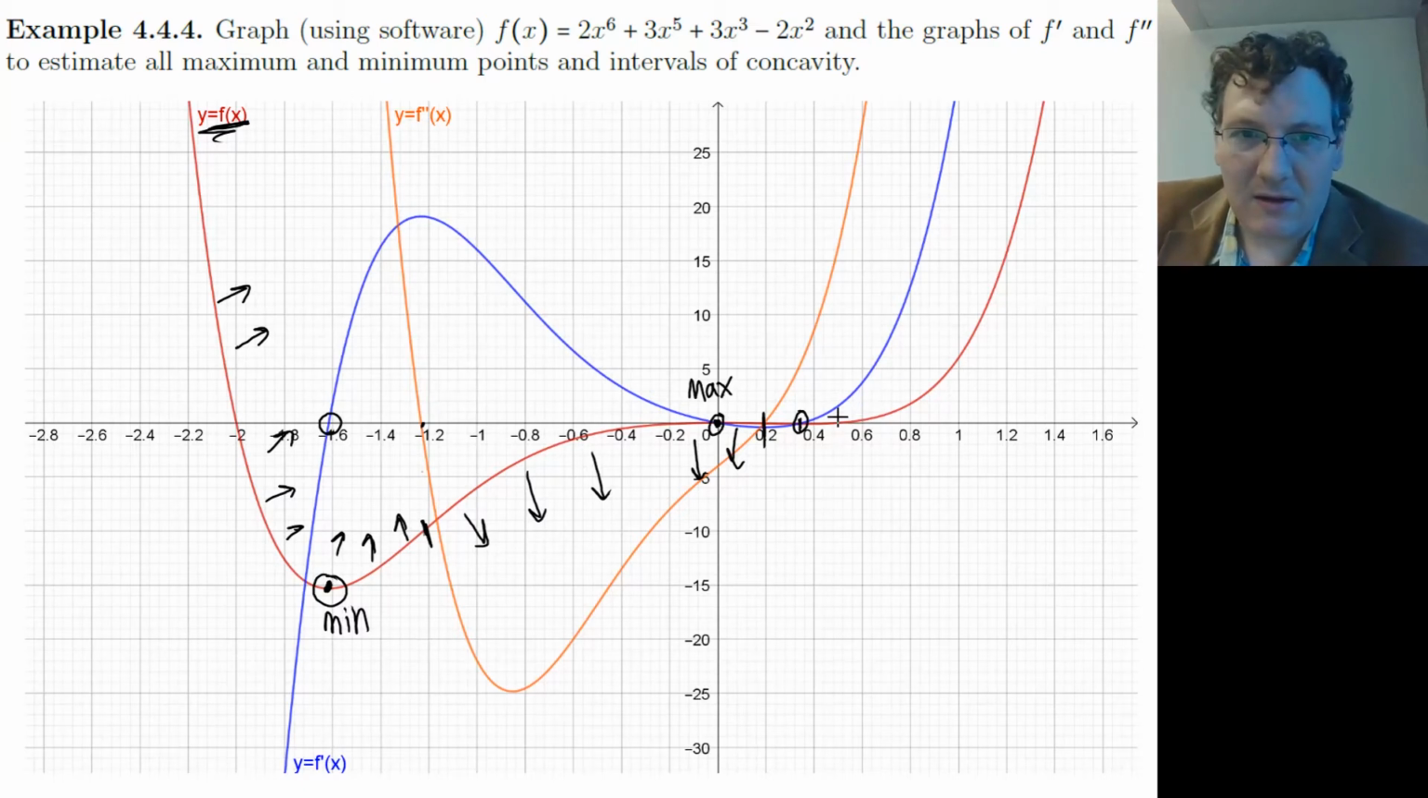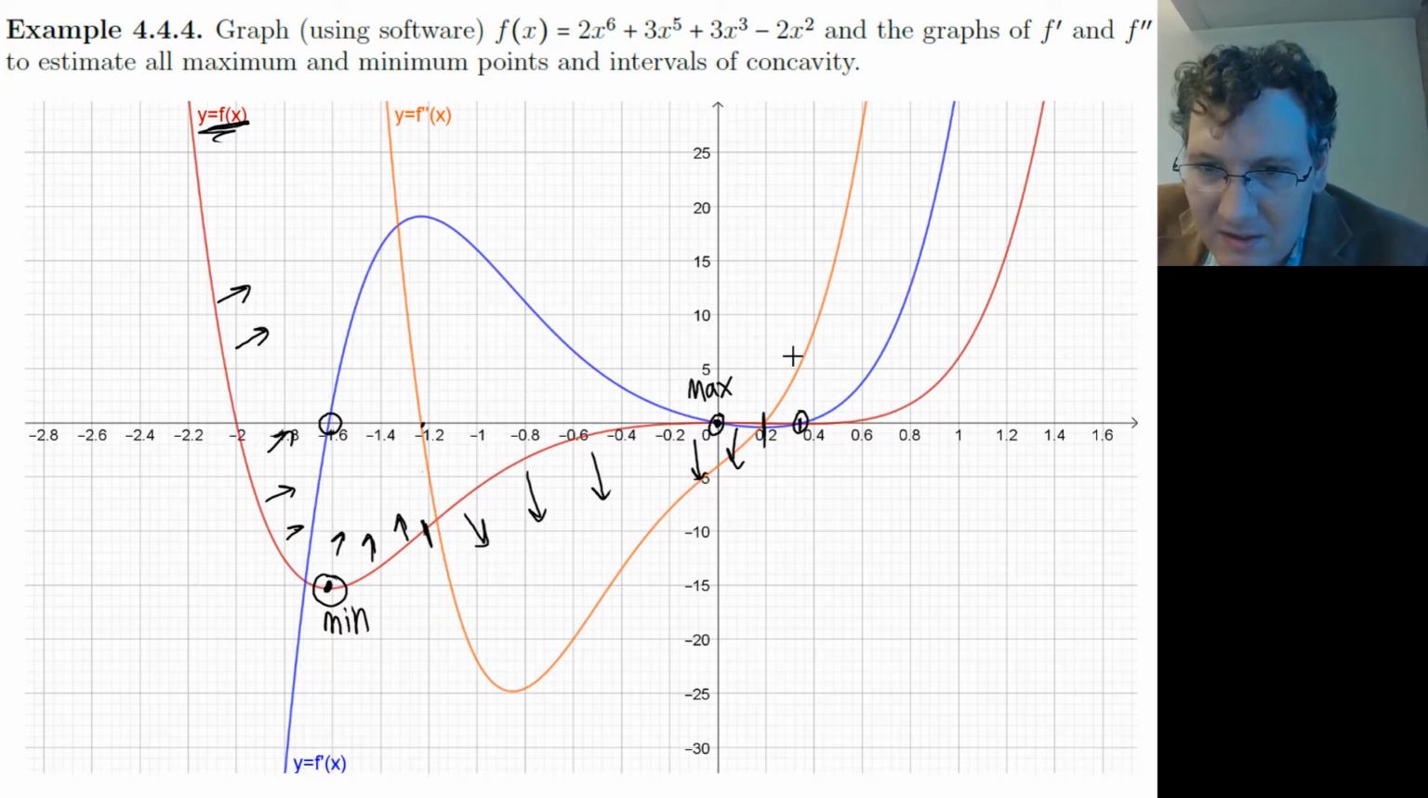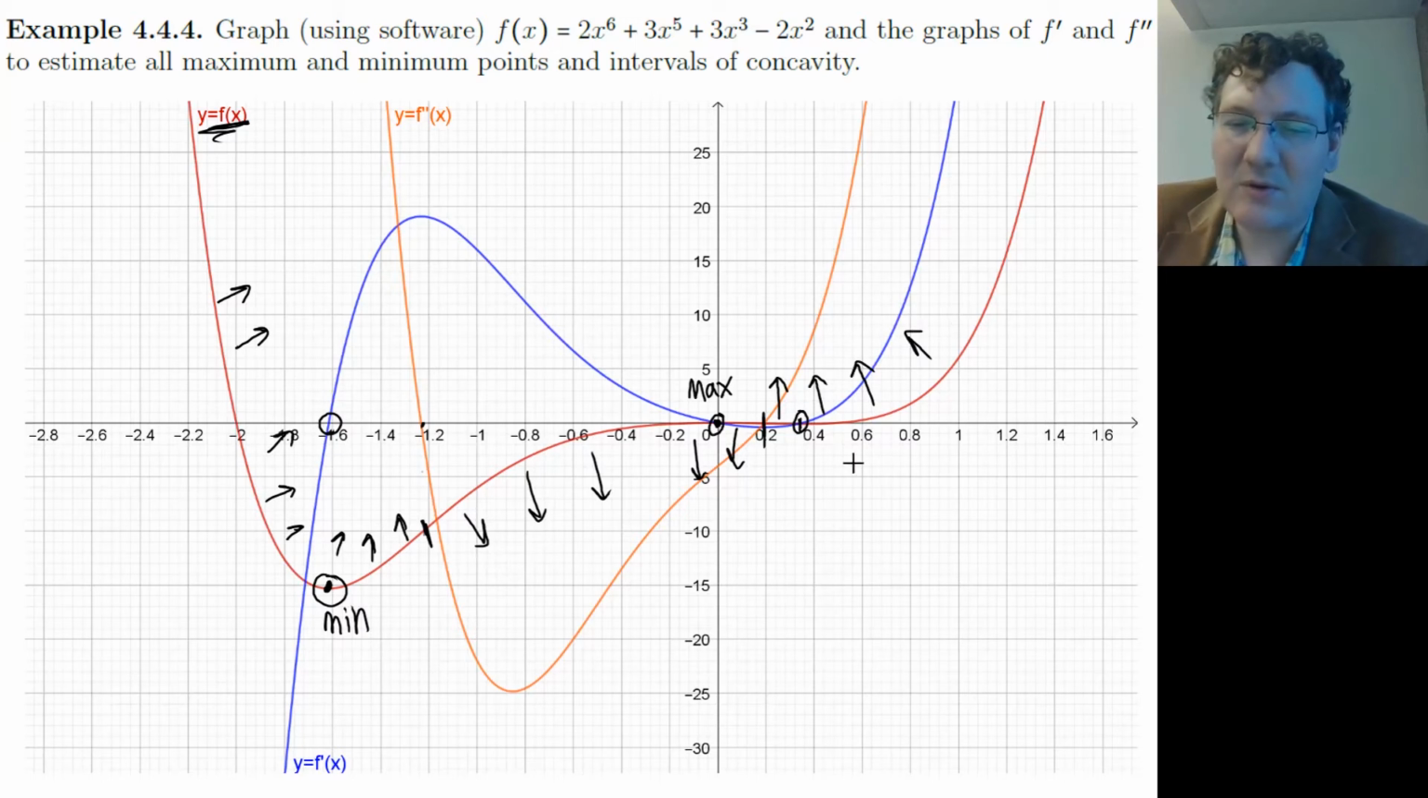And then because we have the second derivative is positive, that means that from here on we have upward concavity. And since we have upward concavity, that's actually a minimum right there.